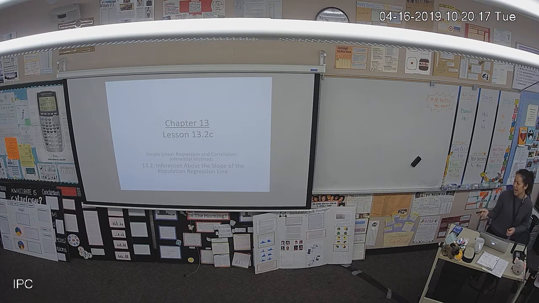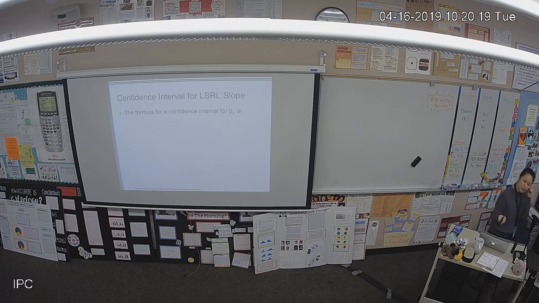Thank you. All right. So we're going to do a confidence interval to try to catch the true slope of the LSRL, the population's LSRL. This is the formula that you need to know. All right. This is b sub 1. What is that? Slope. Yeah. So that's your sample slope.